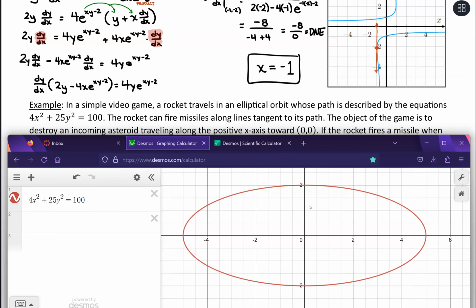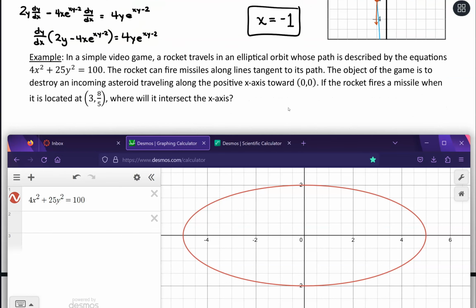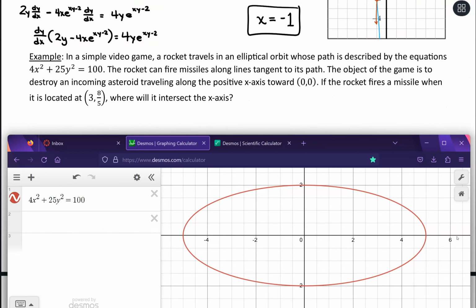The rocket can fire missiles along lines tangent to the path. So as long as it's tangent, it can be shooting rockets in that direction. The object of the game is to destroy an oncoming asteroid traveling along the positive x-axis towards 0, 0. So if we're on the x-axis down here, the asteroid would be coming in this direction. And what we need to do is use those tangent lines to shoot a missile and destroy the asteroid.